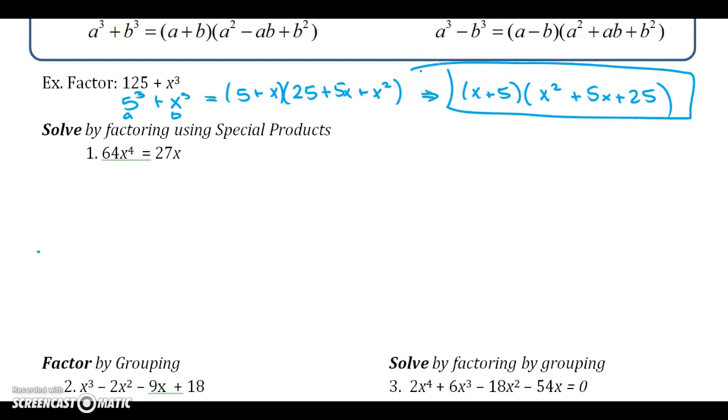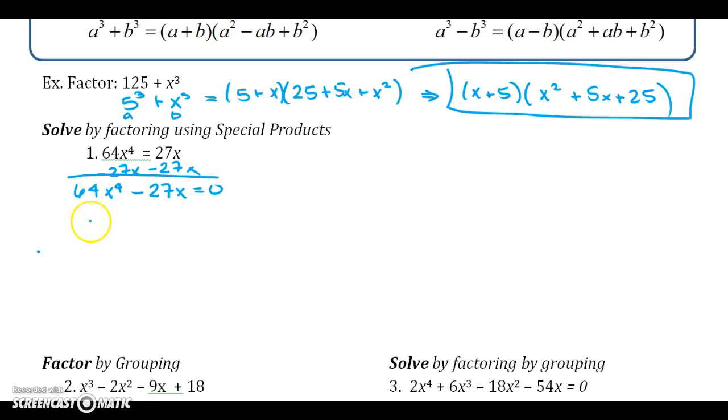Okay, so the next one says to solve by factoring using special products. If I'm going to solve by factoring, I know that I need to have one side equal to 0. Right now, that's not happening for me. So the first thing I'm going to do here is subtract 27x from both sides. And then I have 64x to the fourth minus 27x is equal to 0. Not quite a special pattern yet.